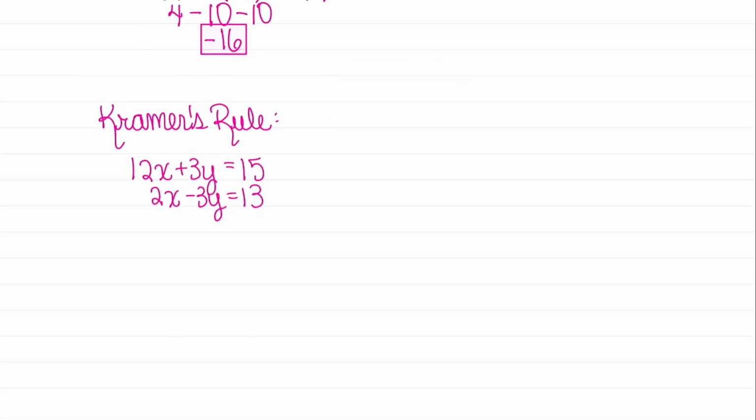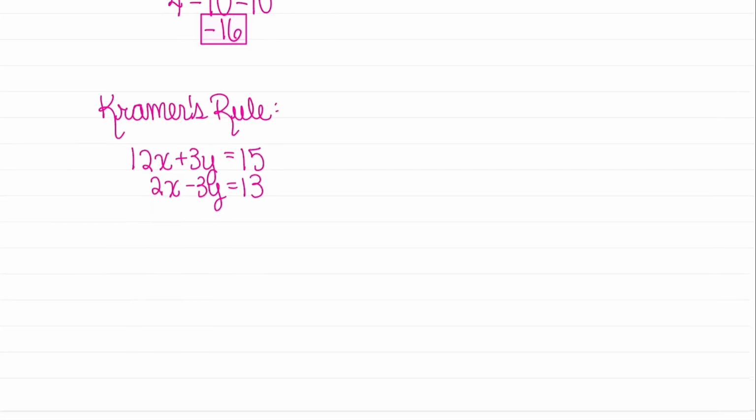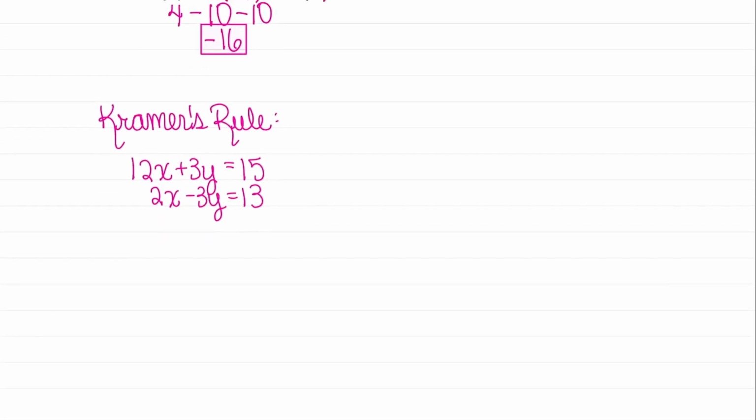So now let's go through another common thing that we will see with matrices. Let's talk about Cramer's rule. The way that Cramer's rule works is we basically replace a column with our answer choices and then go through and find the determinant of those two sets so that we can solve for both x and y. So let me walk you through how to do this.